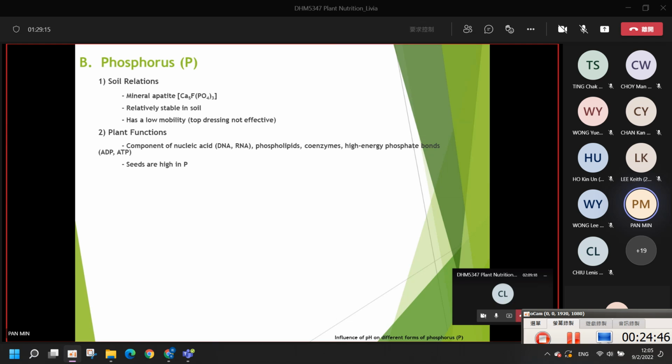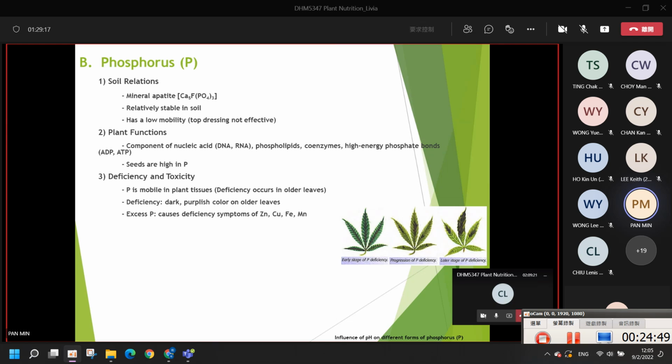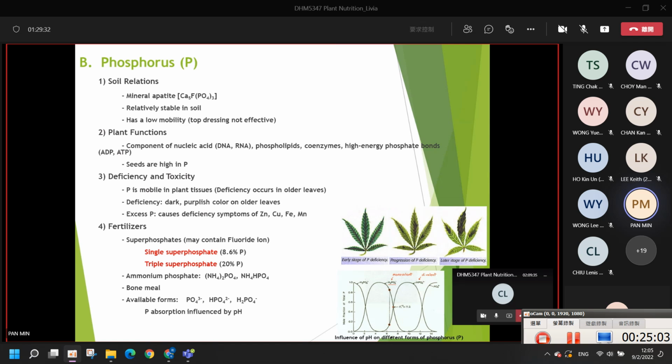The plant function, we said it is a very important component for the nucleic acid, for the DNA, RNA synthesis, and also the cell membrane that has a phospholipid, and is a coenzyme, with high energy phosphorus bonds in the ADP and ATP. And also as we said before, for the seed germination and the seedlings, we should apply the phosphorus into the soil, because before the plantation, the phosphorus application is very important.